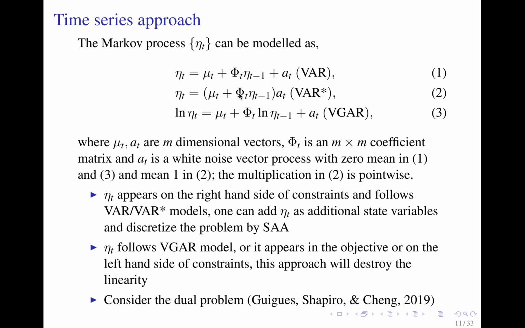In addition, a recent development for this approach is to consider the dual problem. Then the uncertainties in the objective for the primal problem are transformed into uncertainties on the right-hand sides of the dual problem. So if you have uncertainties in the objective, you cannot just add that eta as additional state variables because it will destroy the linearity. But you can still implement this approach on the dual problem instead.